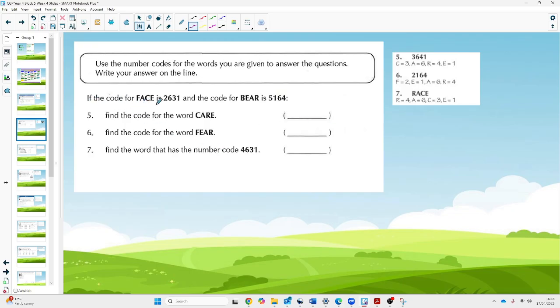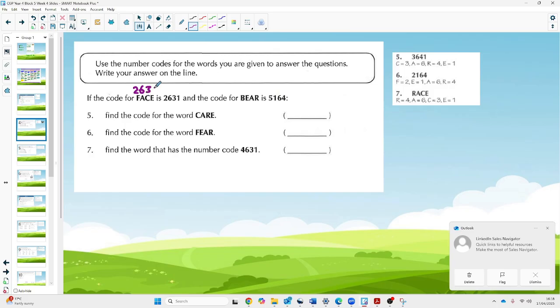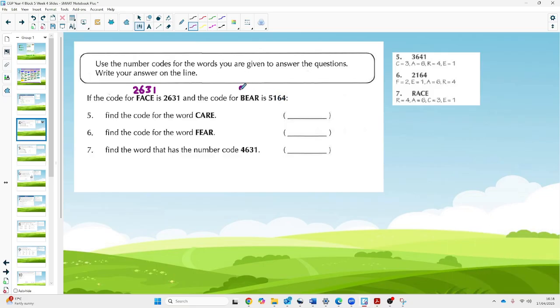If the code for face is 2631, so I'm actually going to write 2, I do it quite small so it's nicely lined up with those letters. That's somewhere where we can go wrong otherwise. And then the code for bear is 5164. And then find the code for the word care.